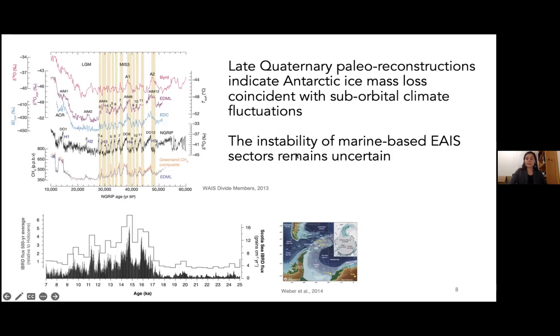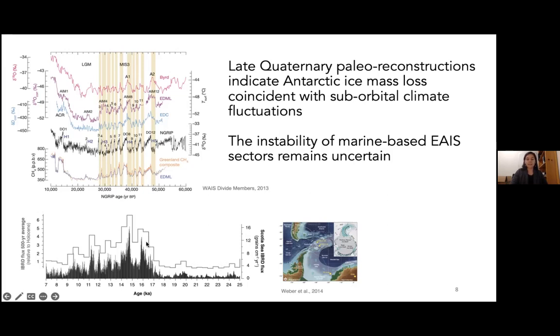And this instability of marine-based, oh sorry, I skipped ahead. We can see that there are instabilities that are recorded in integrated records. So this is a record taken from the Scotia Sea. This is a paper that came out from Mike Weber and colleagues in 2014. These are not the same scales, but what I wanted to show was that there are these pulses of IRD that come out into the Scotia Sea, and they provide an integrated record of Antarctic ice mass loss.